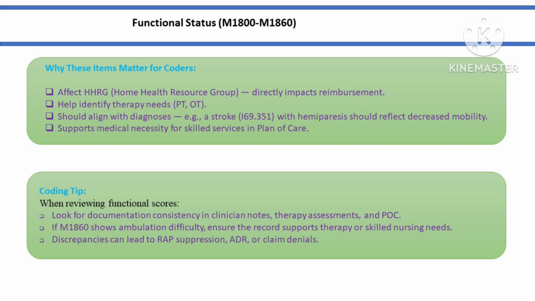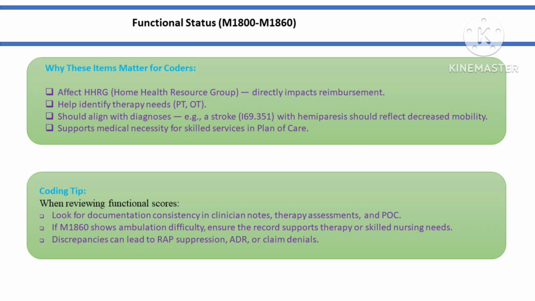Why do these items matter for coders? It affects HHRG, Home Health Resource Group. It means it directly impacts reimbursement. It helps identify therapy needs, PT, OT. It should align with the diagnosis, for example, a stroke, I69.351, with hemiparesis should reflect decreased mobility. And it supports medical necessity for skilled services in the plan of care.